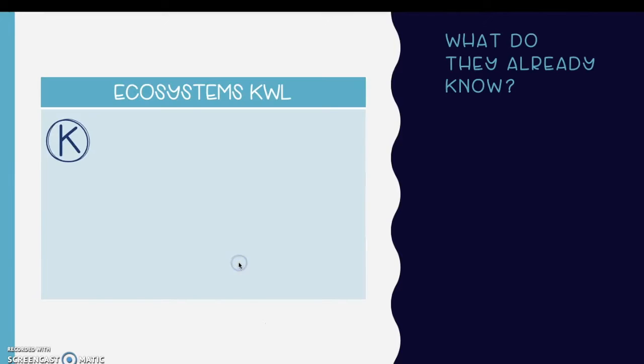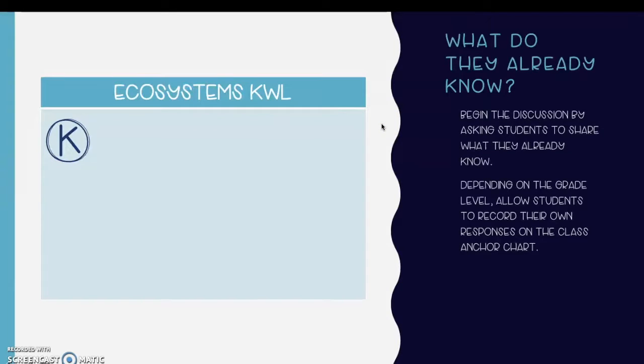All right, first section would be the K. What do they already know? So depending on the grade level, I like to allow students to record their own responses on the class anchor chart. And I know this gives some teachers the heebie-jeebies to let kids write on the anchor chart, but it gives them such great ownership of their learning.